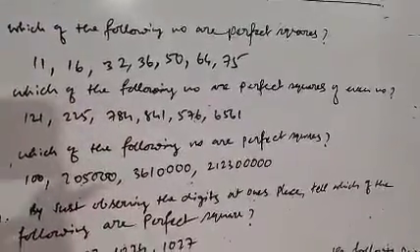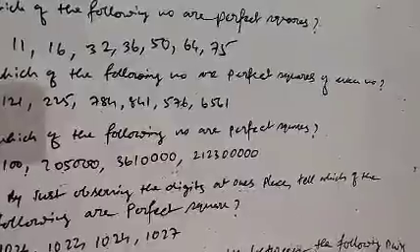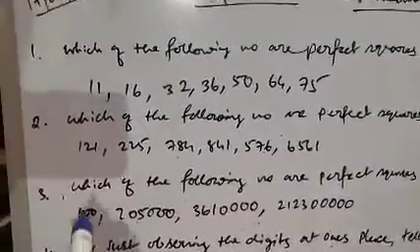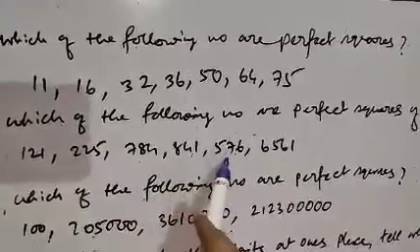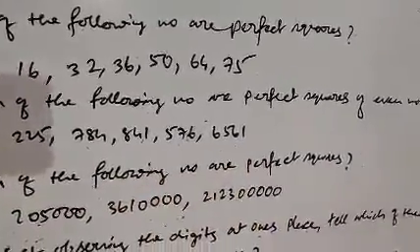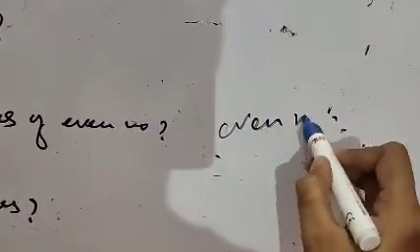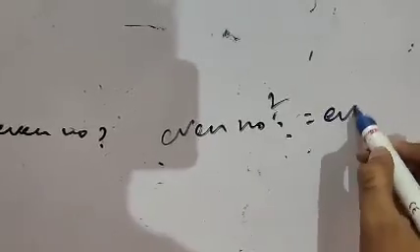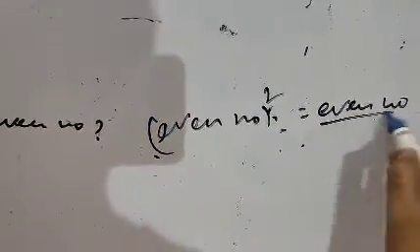Which of the following numbers are perfect squares of even numbers? The numbers are 121, 225, 784, 841, 576 and 6561. So the rule, we have studied in the previous class, is that the square of even numbers is always even.